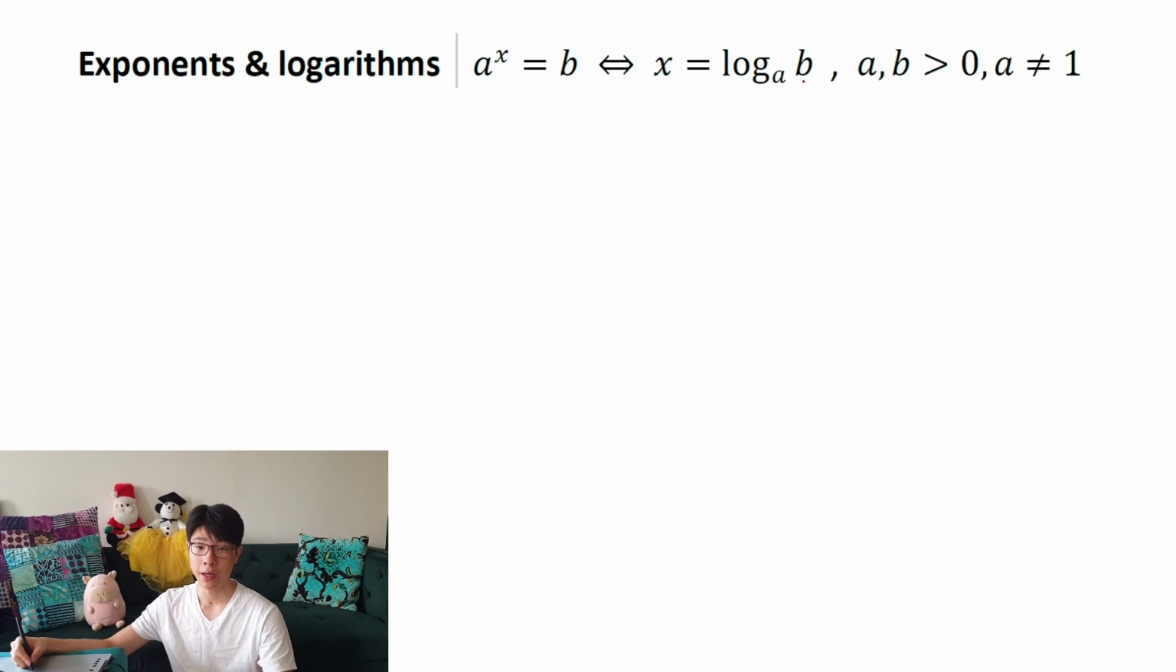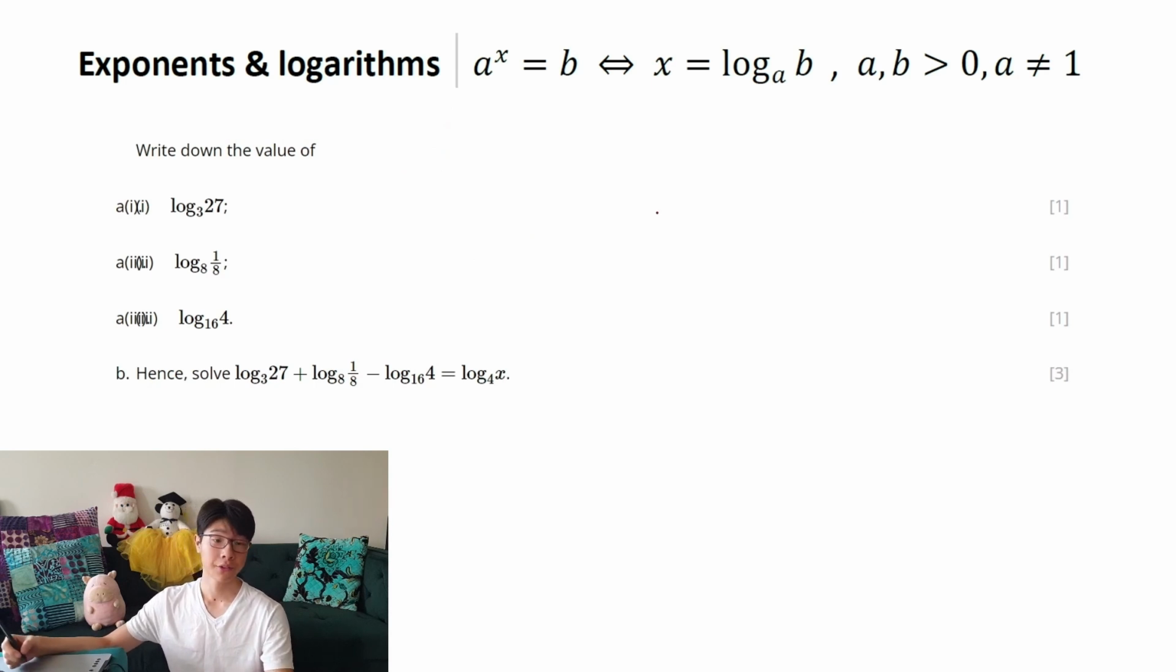Now, these domains, we just have to learn them for now. We just need to remember that the base and the result cannot be 0 or less than 0. And also, why can't A equal 1? Well, if we look at it from this expression right here, 1 to the power of x equals, let's say, b would be 4, right? This equation doesn't make sense, because we cannot possibly find an x value for which 1 to the power of x will be equal to 4, because 1 to the power of any number is 1.